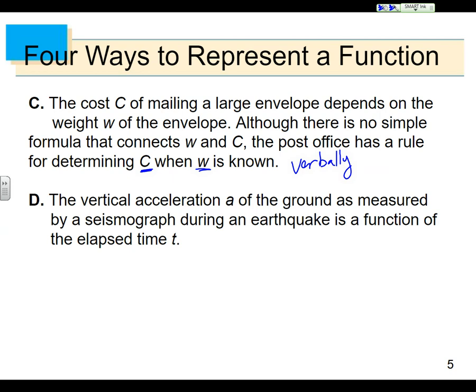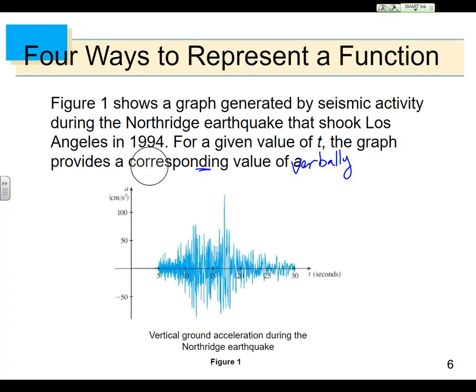And then we have, it says the vertical acceleration A of the ground as measured by a seismograph during the earthquake is a function of the time elapsed T. And so I'm willing to bet on this next slide right here, yeah. And so here I have a visual model. I'm actually able to see the amount of energy that's going out at a certain time during the earthquake right here. And so I'm just looking at this one visually.